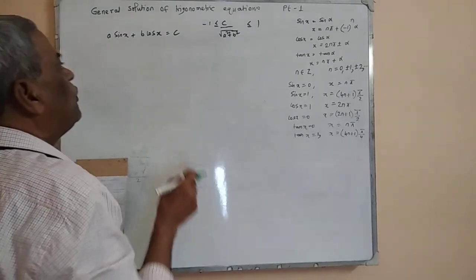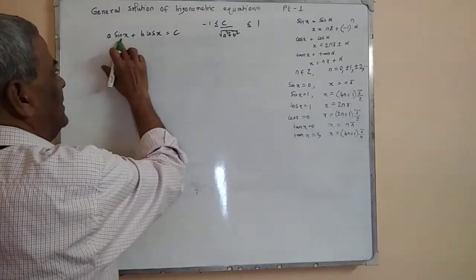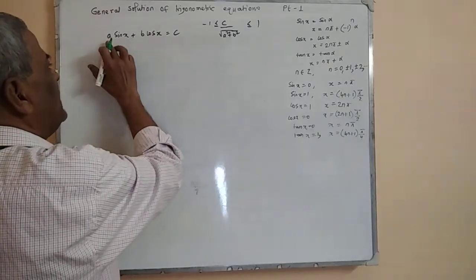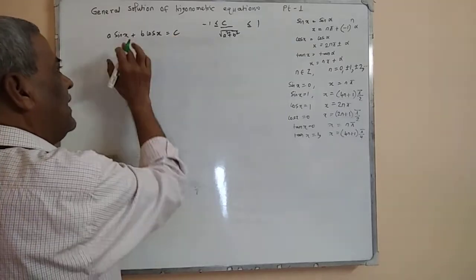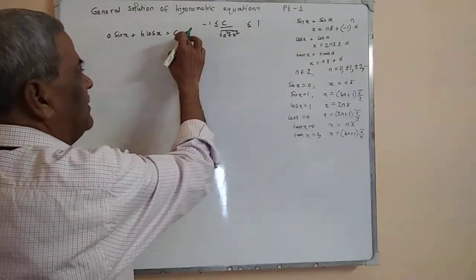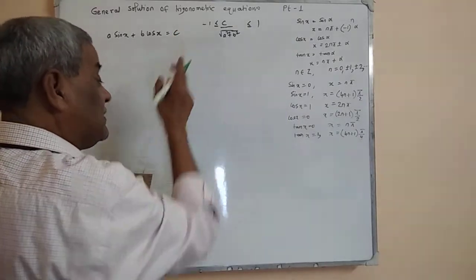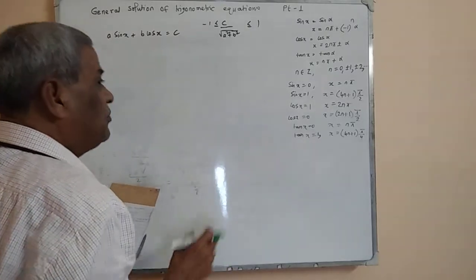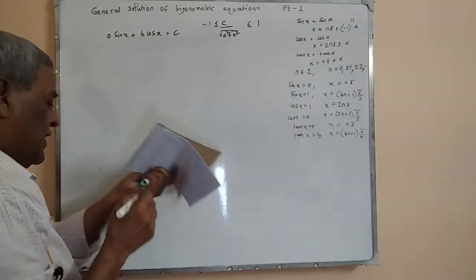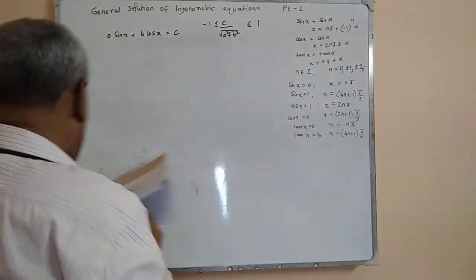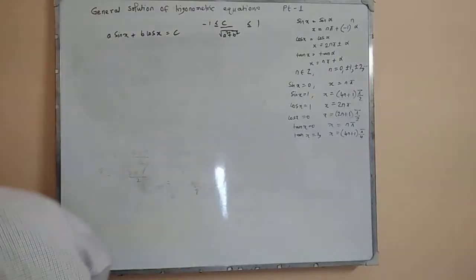It can be very easily proved by dividing both sides by root over a square plus b square. This side will be sine of something and the other is c by root over of that. Sine of something must lie between -1 and +1. That's why this is a result. So now let us take our first problem today.